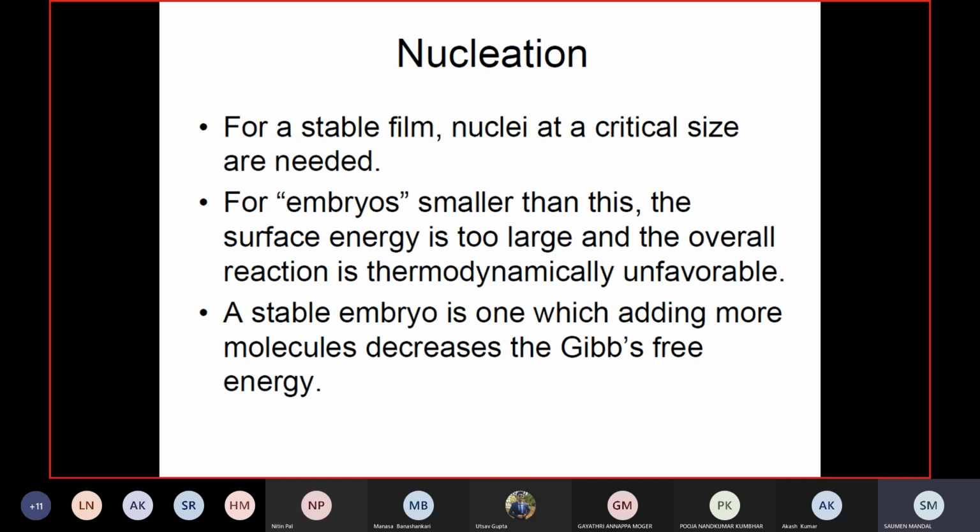Next is nuclei. When an atom comes and sits there, the next stage will be that this atom will try to connect with nearby atoms and form an embryo. When the embryo crosses the critical size, we call it a nucleus. And if it does not cross the critical radius, what will happen? The embryo will dissociate again to the atomic state.